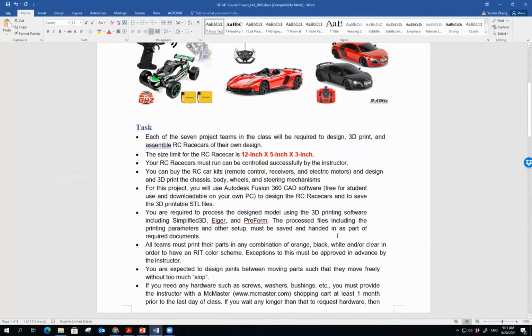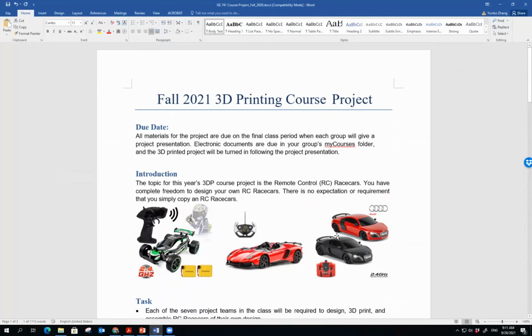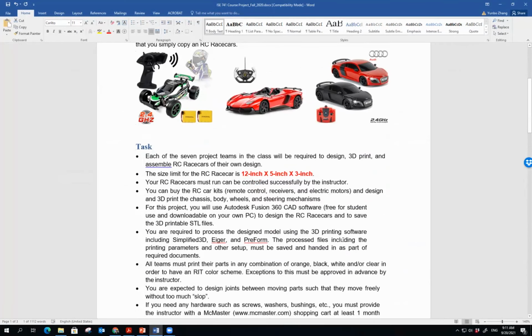Is it mandatory to use just Fusion, or can we use another one like SolidWorks? Fusion. I won't say there's a restriction, but Fusion would be the most convenient, since every student has a license for Fusion. But if you do not want to use Fusion, you can discuss with your team members, and of course you want to make sure you are all okay with the software. As long as it does the job. All right.